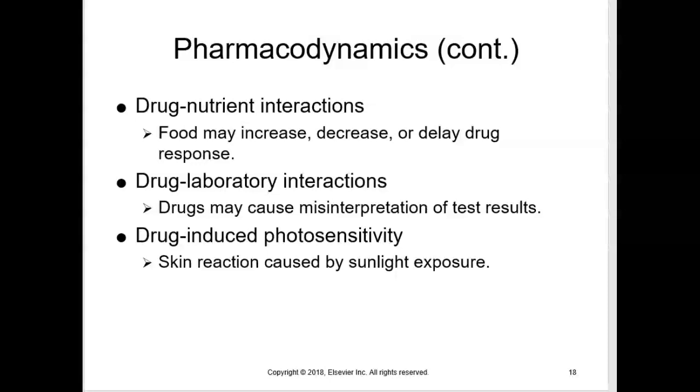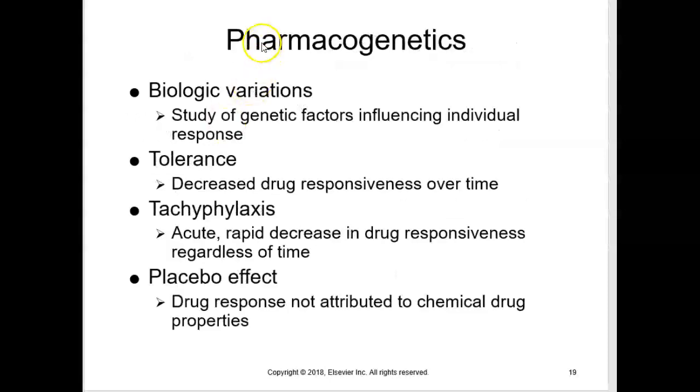Drug lab interactions. Drugs can cause misinterpretation of test results. Drug-induced photosensitivity. So photosensitivity is skin reaction caused by sunlight exposure. So just some terms you want to be familiar with. Pharmacogenetics is the study of genetic factors influencing individual response to medication. So there are genetic factors that'll influence how a patient responds to a medication.